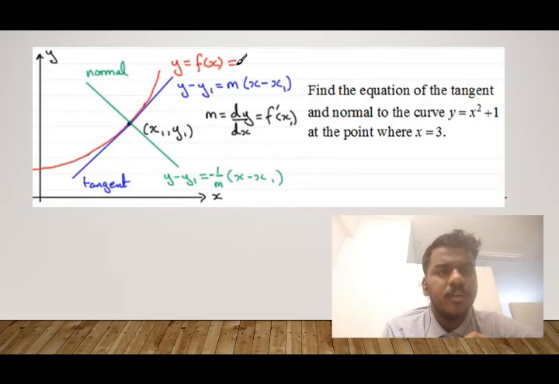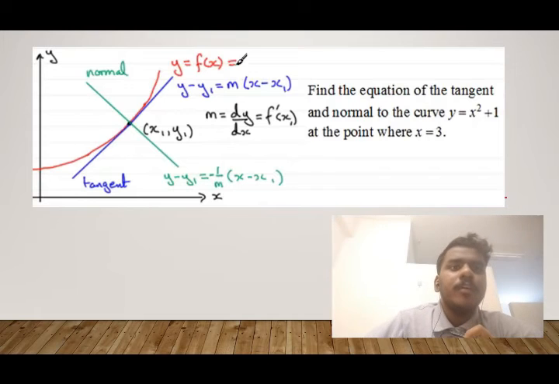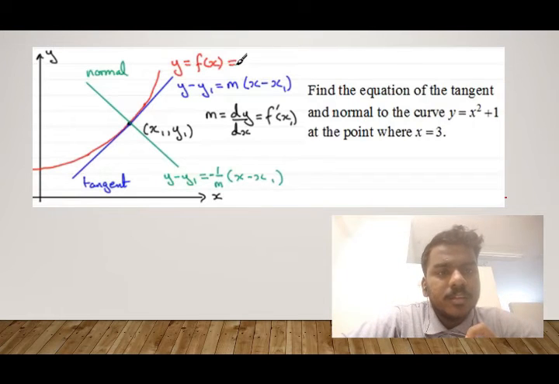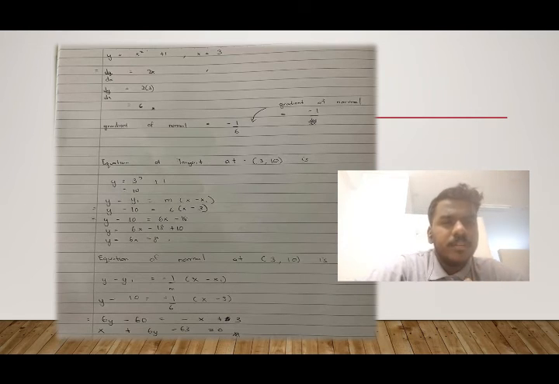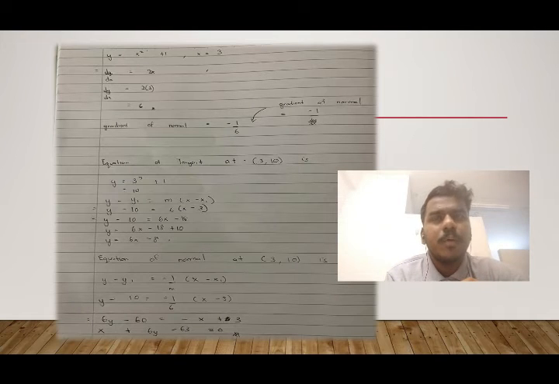First, we need to find the gradient of the tangent, which is equal to, we need to differentiate x square plus 1. So I use Symbolab for this to find the answer. So I get 2x by using Symbolab. Now we get the derivative of x square plus 1, which is 2x. We can proceed to replace x with 3. Because x is equal to 3, we will get 6. So the gradient of the tangent is equal to 6.